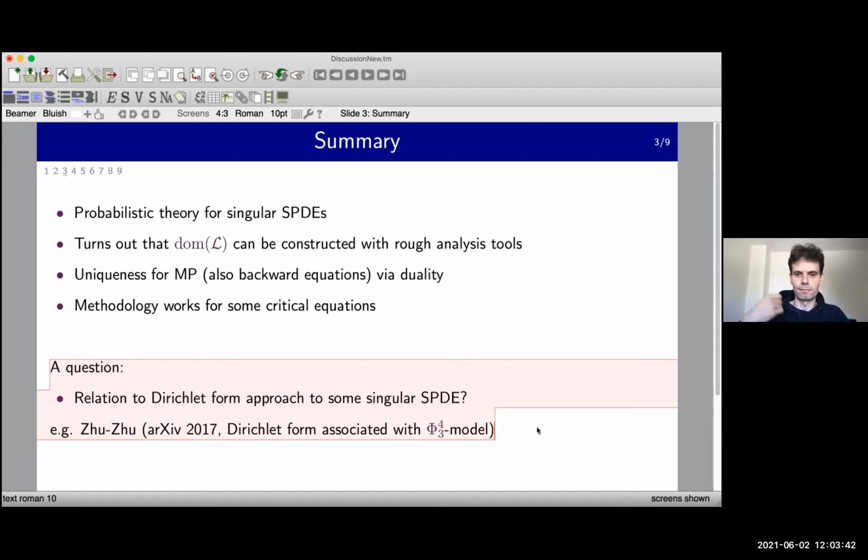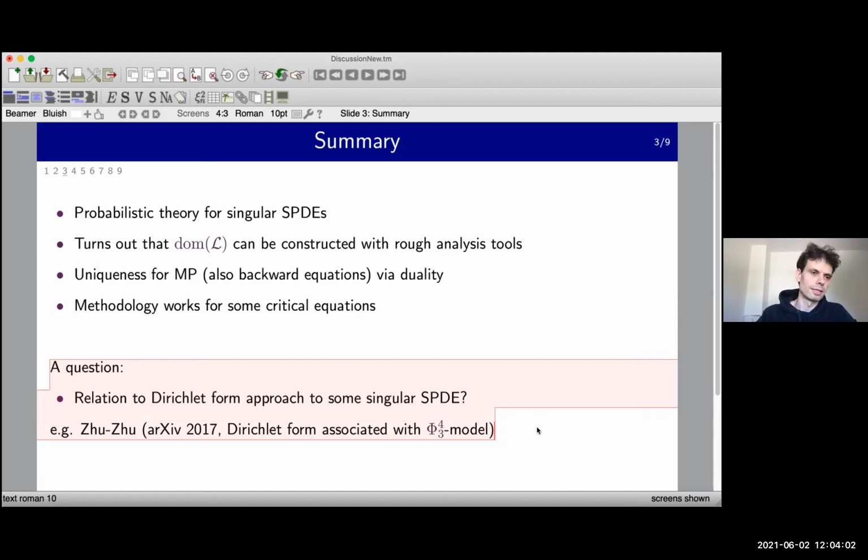But then the Φ^4_3 measure is really a different level of difficulty than the white noise measure. So you cannot really do the same sort of calculus that we can do under the white noise measure. So it's not known how to prove uniqueness in law for these sort of energy solutions.